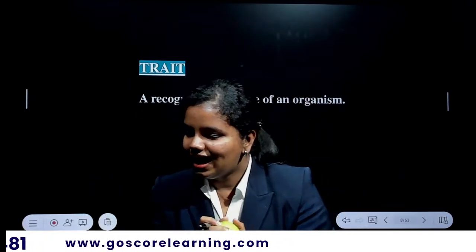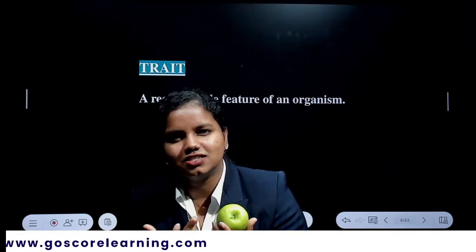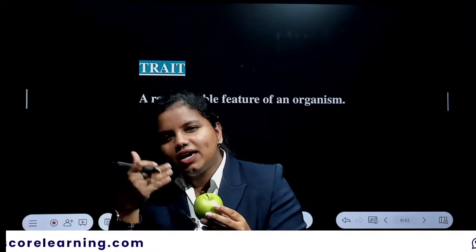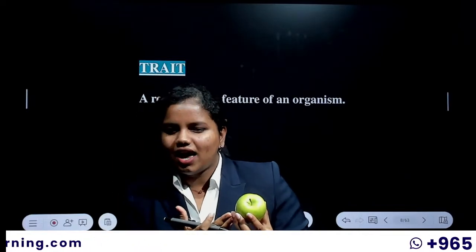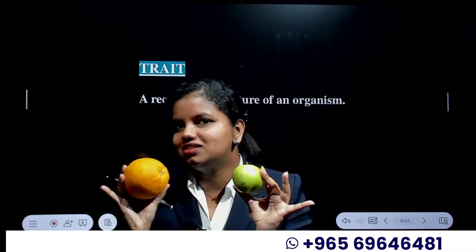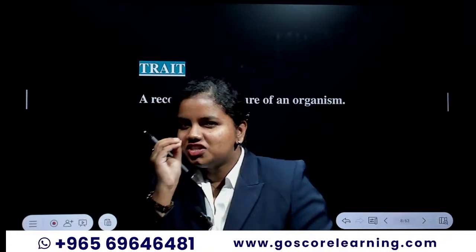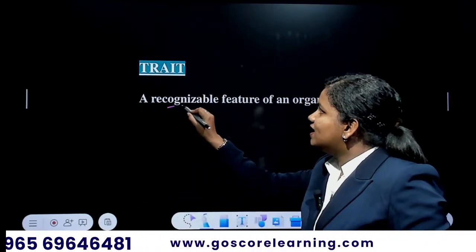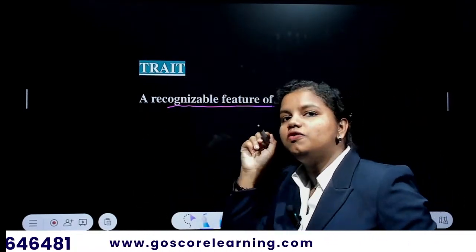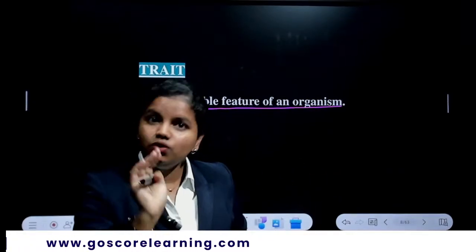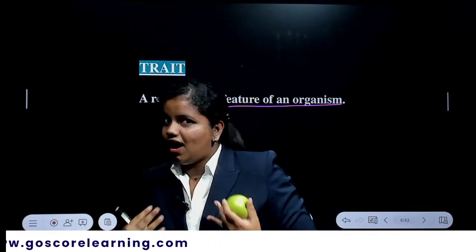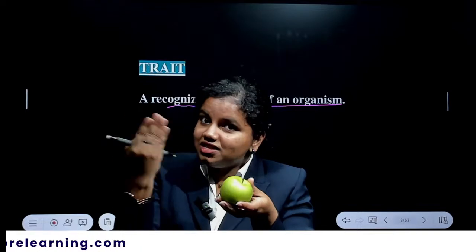Yes, guys, this is nothing, this is just a fruit, right? But why is this apple green in color and why is that orange in color? What is the difference here? I hope you know this is the trait of a green apple and that is the trait of an orange. Trait is nothing but a recognizable feature of an organism. In you, you have traits. In me, I have traits. In this apple, there is a trait.